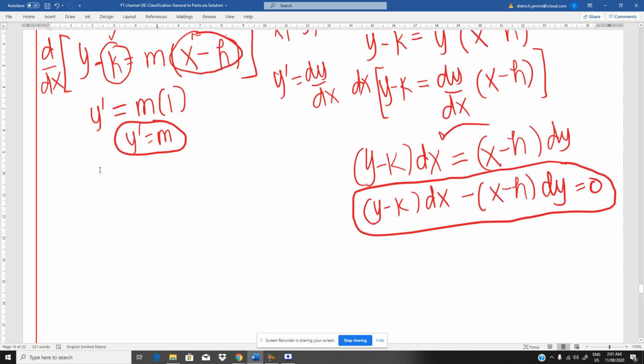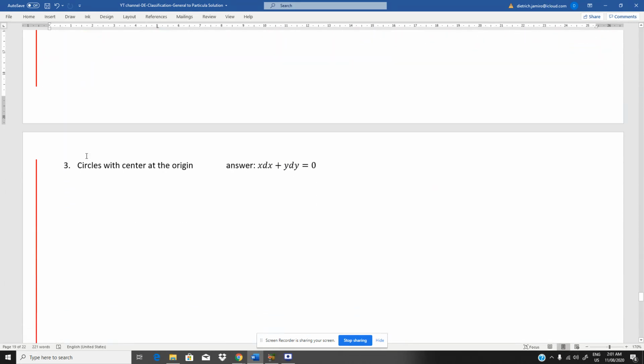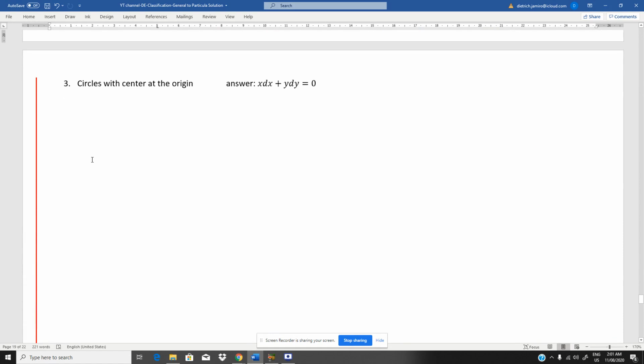So now let's go to our third problem. Our third problem is circles with center at the origin. So in order to solve or make our equation, we have to draw it first. So I'll draw a Cartesian plane. Circles with center at the origin. So this is the origin.